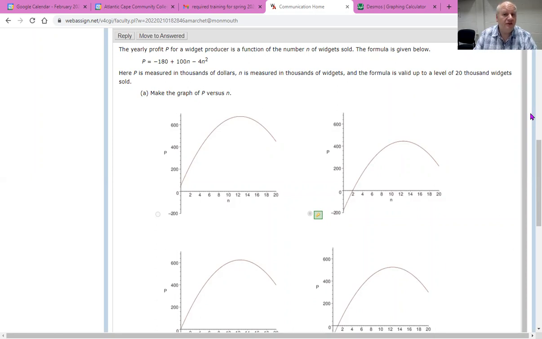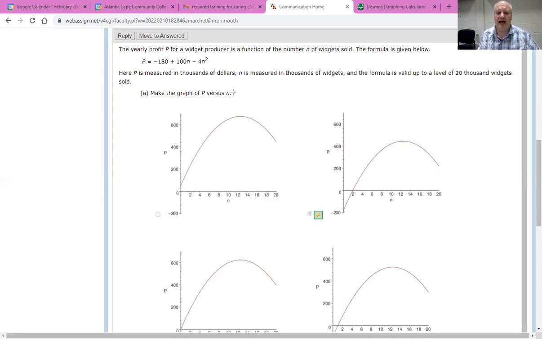P is measured in thousands of dollars, n is measured in thousands of widgets. And the formula is valid for a level of up to 20,000 widgets. Make a graph of P versus n. First and foremost, the fact that it says the formula is valid for up to 20,000 widgets is telling you that the very last number here could be 20. Or if you're going to graph it, we expect it to only go up as far as 20 for all the graphs. That's the first idea.